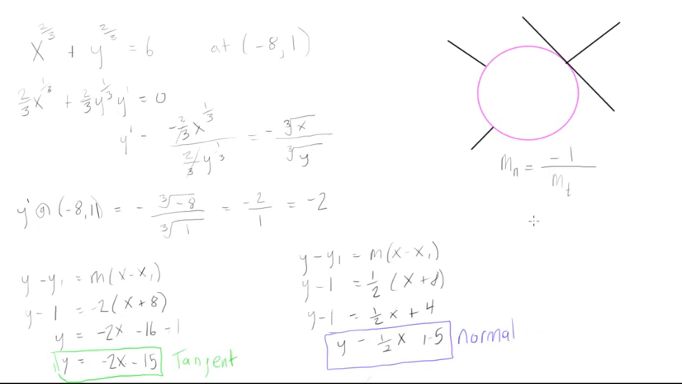So that's how you do it. We did this using implicit differentiation. You can do it on any graph. You can do it on a cubic or a quadratic, whatever you want. So once you understand finding tangent lines, finding the normal is just as easy.